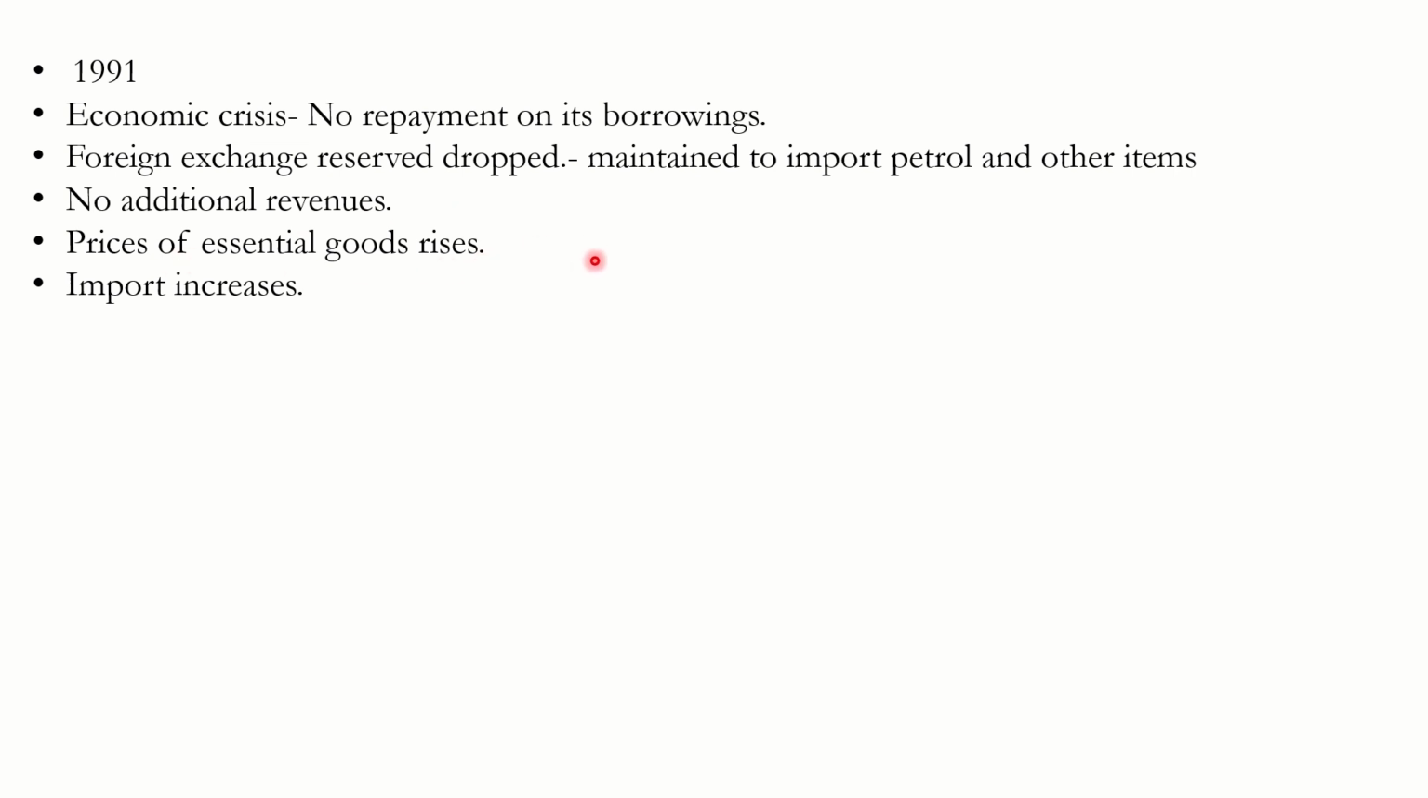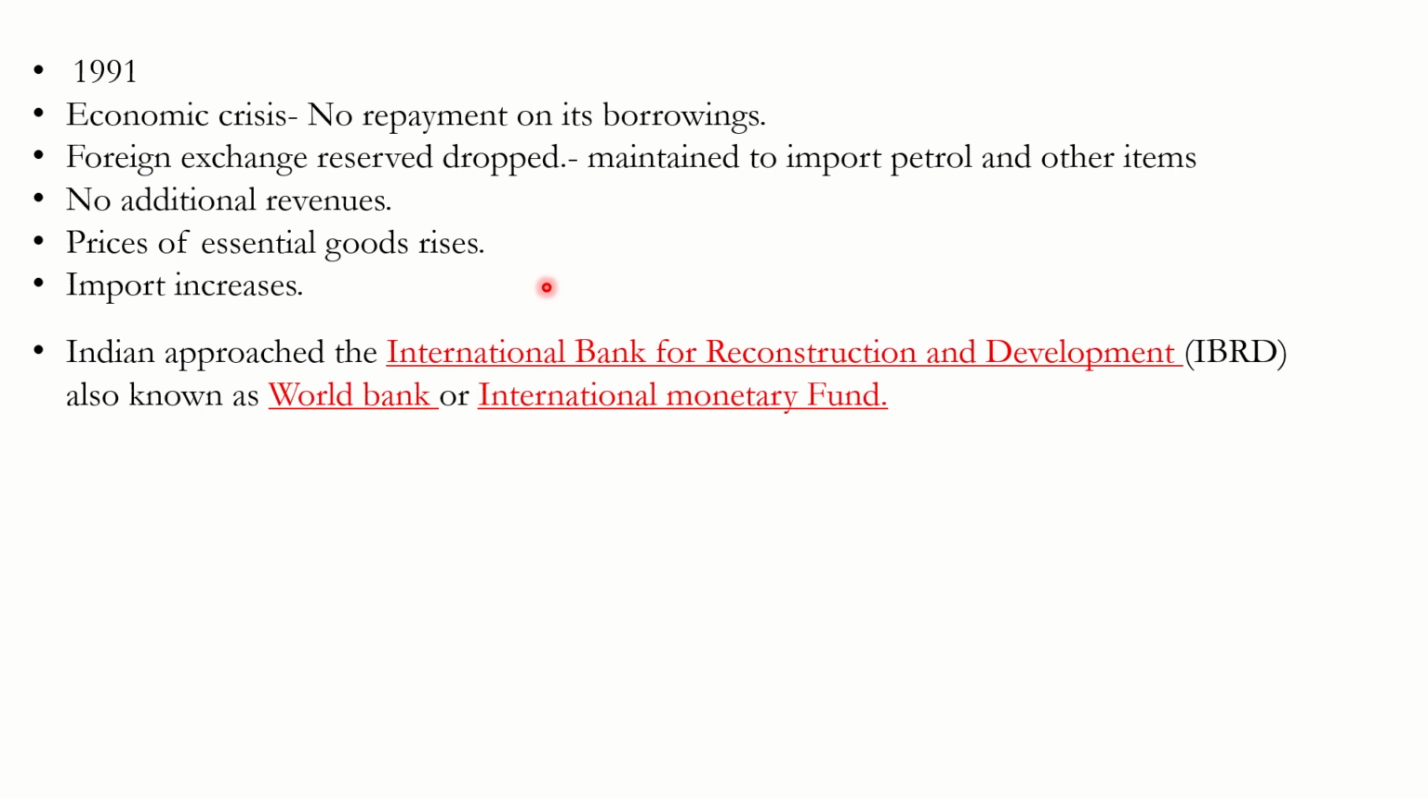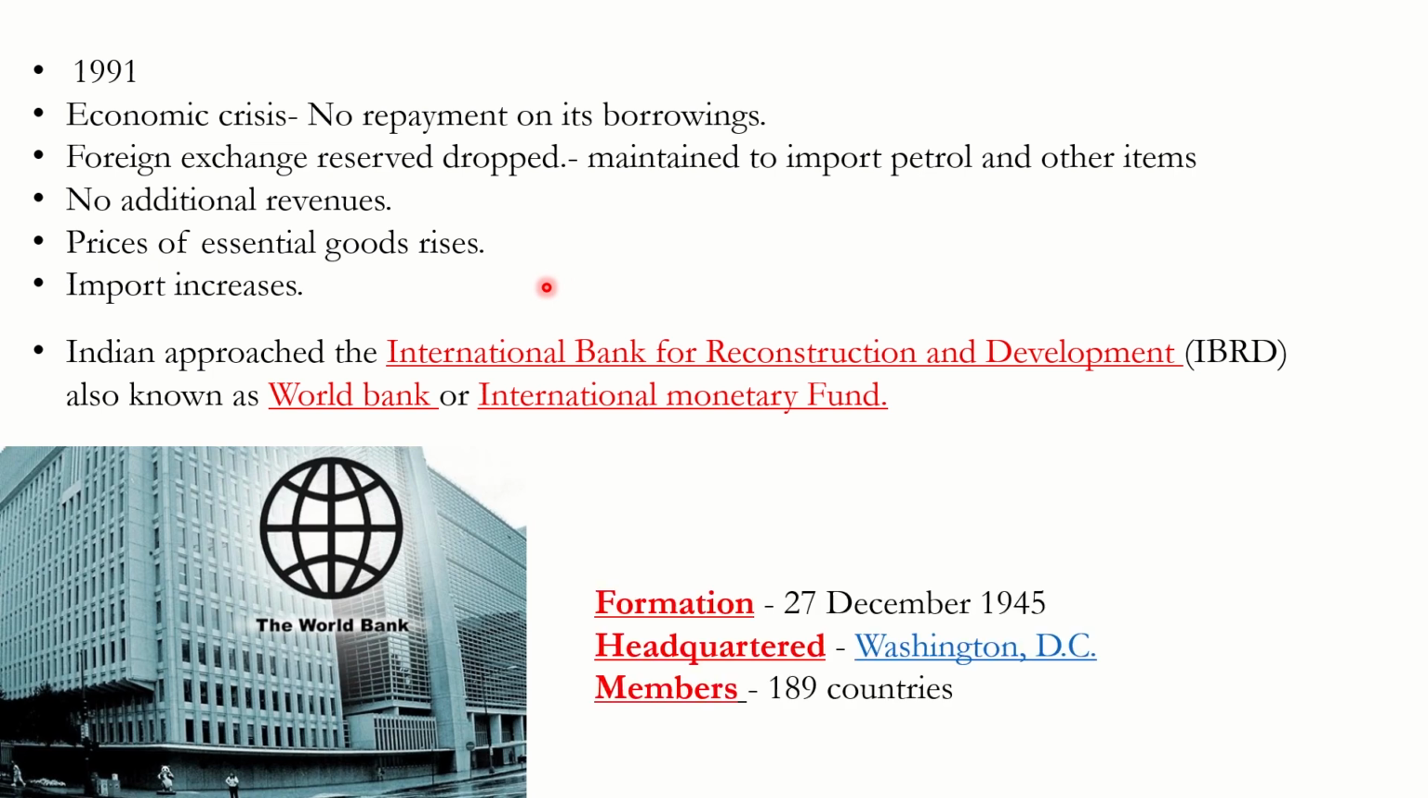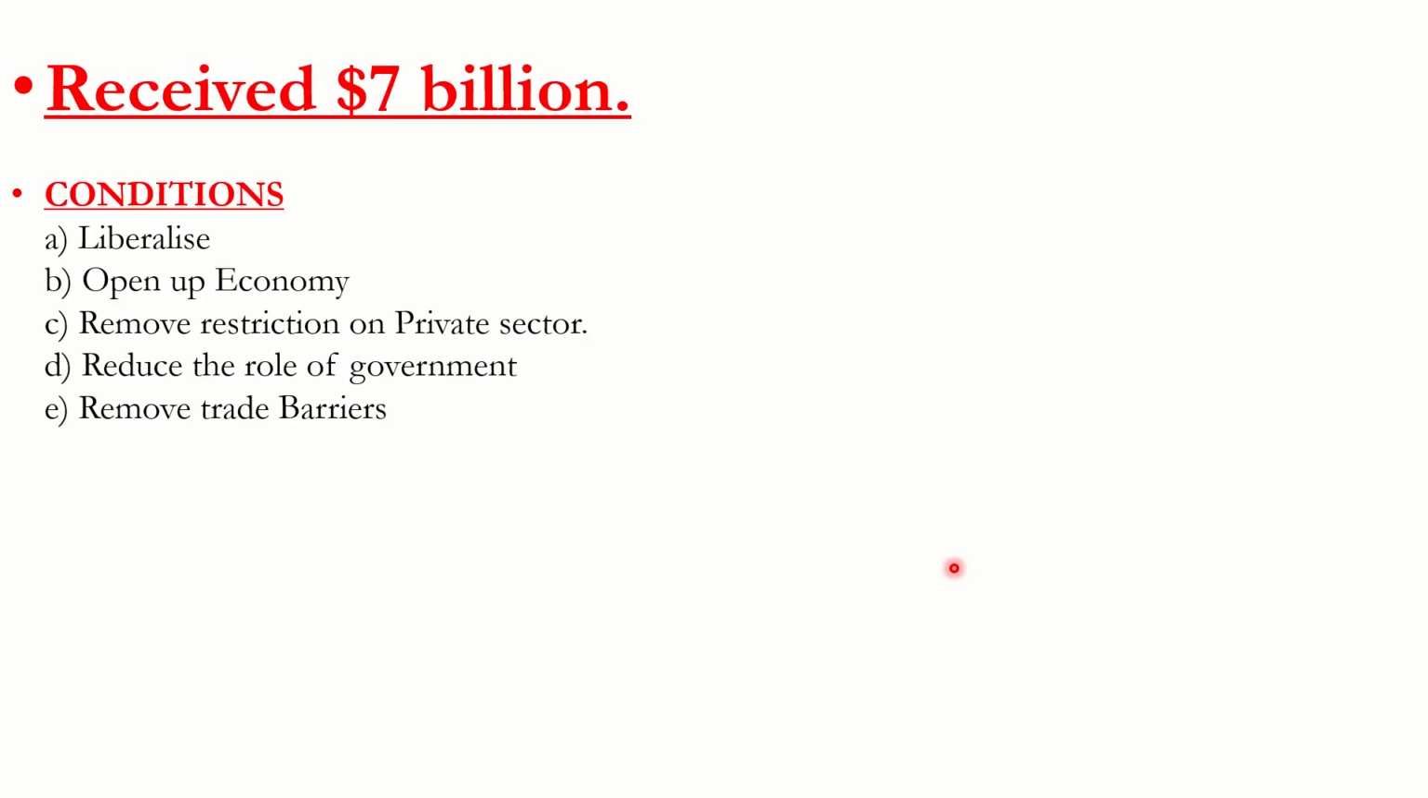So India approached the international bank, which has three names: International Bank for Reconstruction and Development, also known as World Bank, and also known as International Monetary Fund. A small introduction: what is World Bank? World Bank is also known as International Monetary Fund. Our formation is on 27 December 1945. Headquarters is Washington DC, and right now it has 189 members. It can be asked for a one marks question.